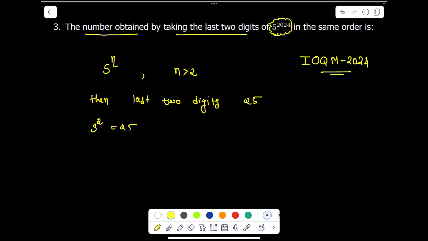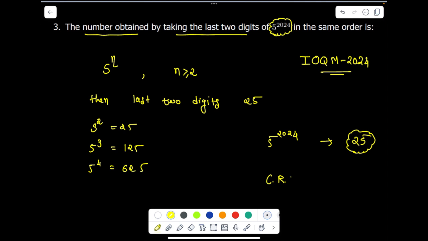5 square has last two digits 25, n greater than or equal to 2 le sakte ho. 5 cube is 125, 5 to the power 4 is 625 and so on. So 5 to the power 2024 will also give you last two digits as 25 only. If you want to solve it, you can use Chinese remainder theorem, but itna time kyun waste karna. Okay, so answer is 25. Let's do next question.